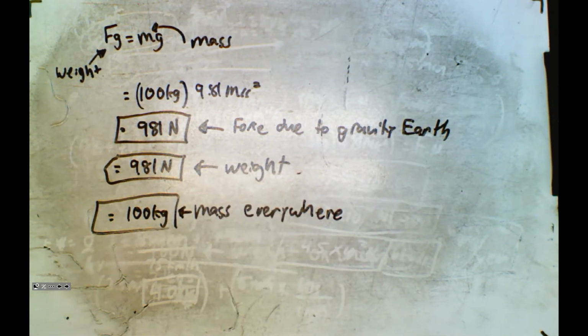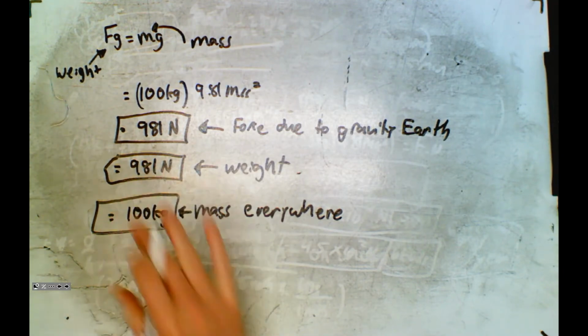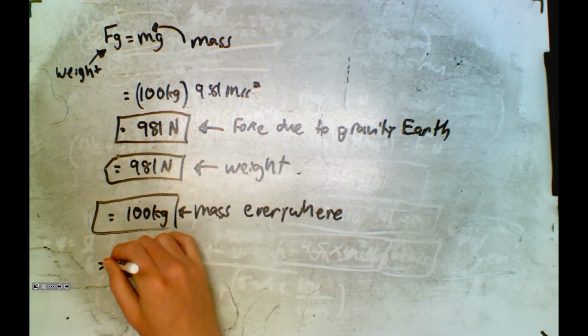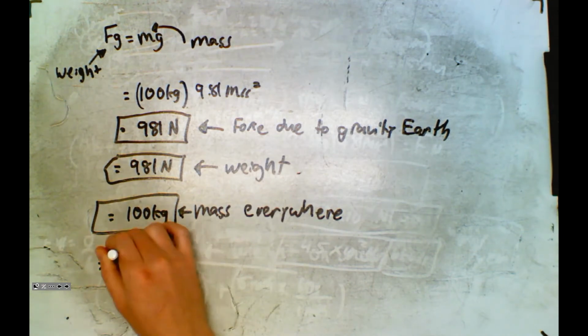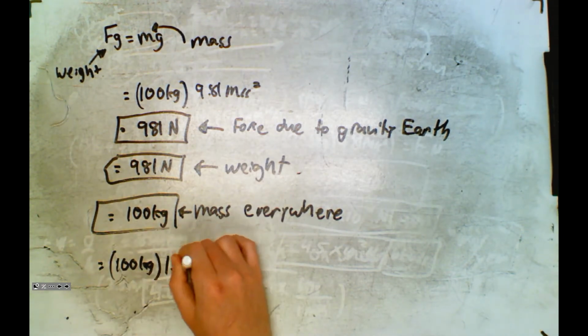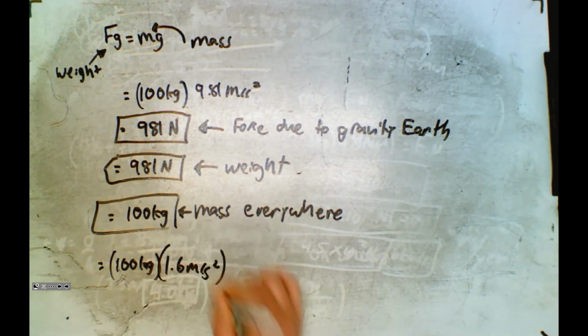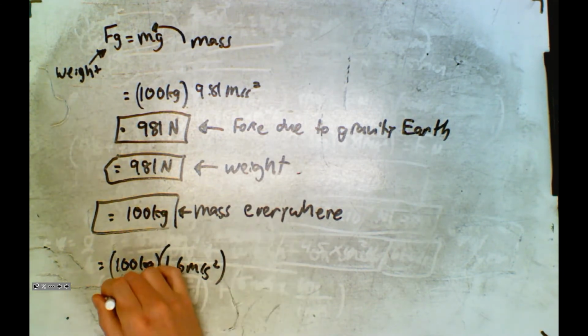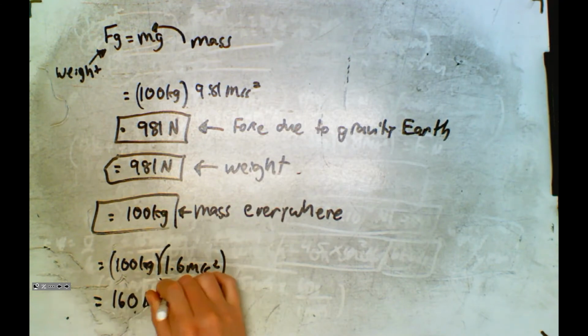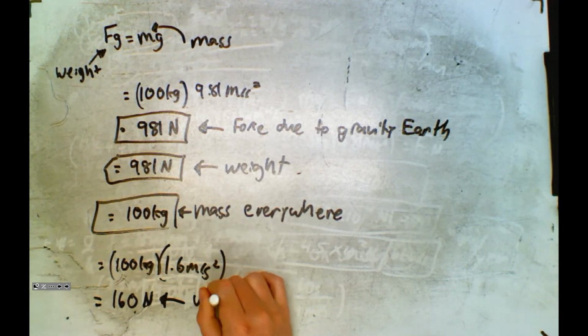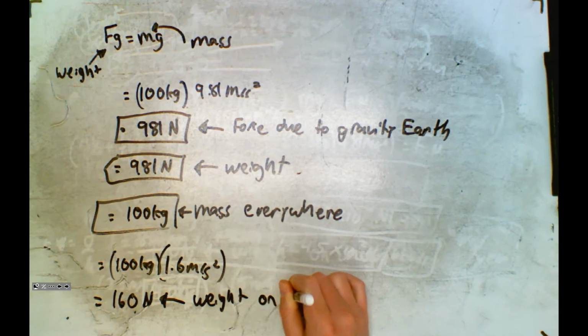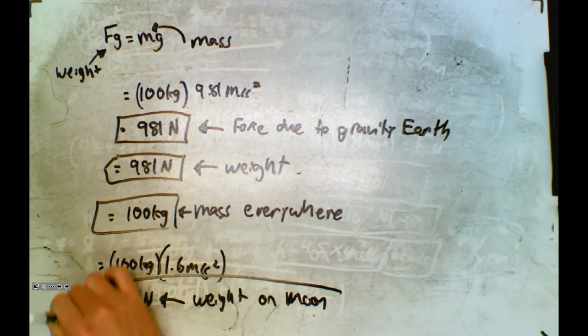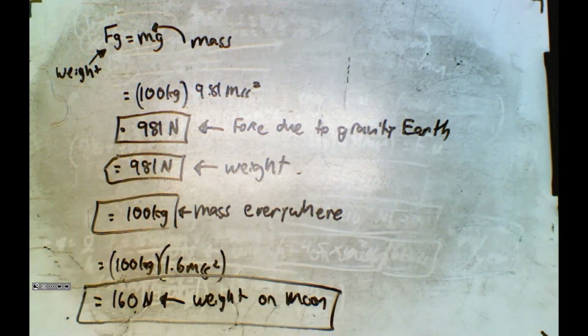But the last one's asking for the weight on the moon. So that's when we have to go our 100 kilogram mass times the acceleration due to gravity on the moon, which is 1.6 meters per second squared. And if I multiply those, I end up getting 160 newtons. So that is your weight on the moon. Okay, so that's how you do those questions.